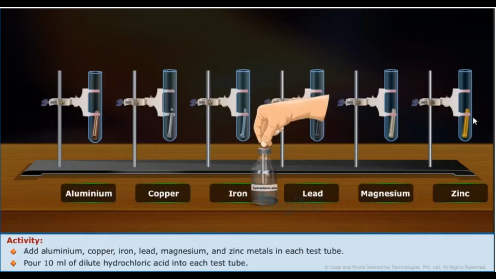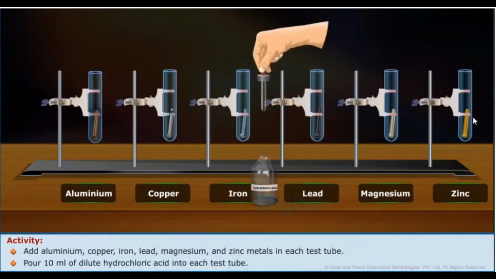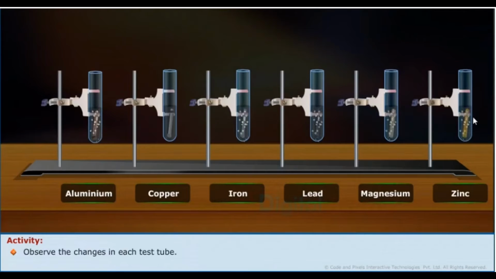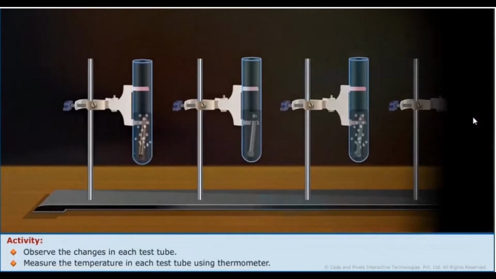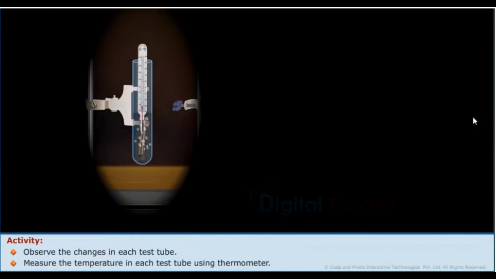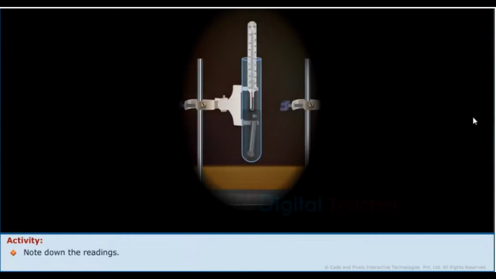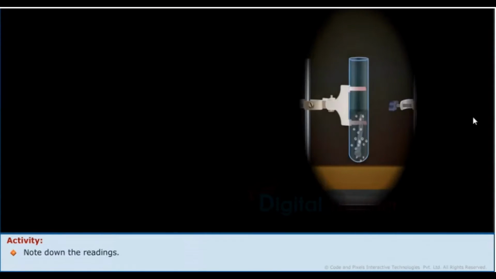Pour 10 ml of dilute hydrochloric acid into each test tube. Observe the changes in each test tube. Measure the temperature in each test tube by using thermometer. Note down the readings.